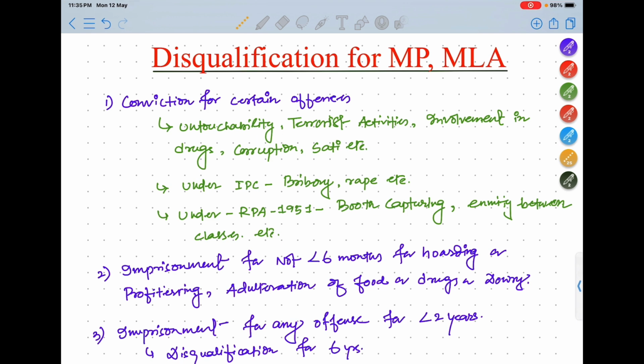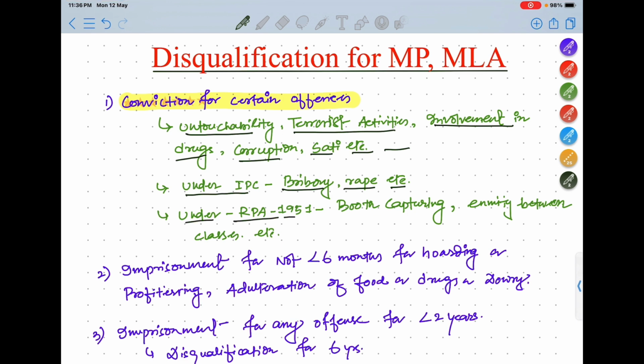So first thing, that is conviction for certain offenses. So if you commit certain offenses, then you can be disqualified. Now, what are those offenses? Those offenses are untouchability, terrorist activities, involvement in drugs, corruption, sati, etc. There are many. Next, under IPC, if you are involved in bribery, rape, etc., then also you can be disqualified.